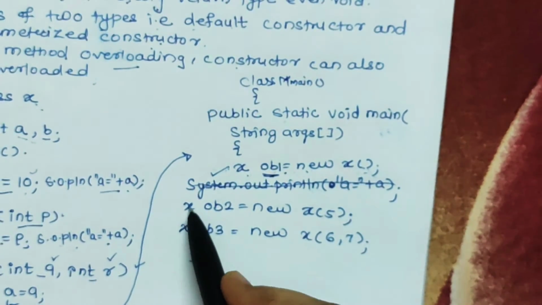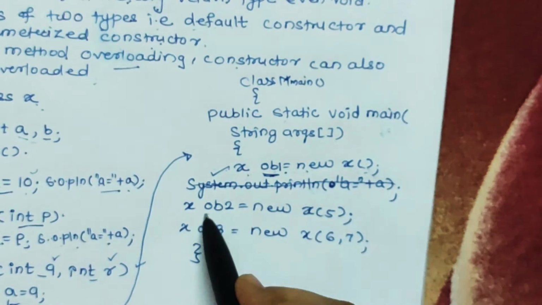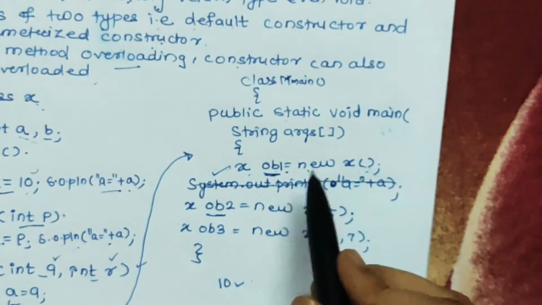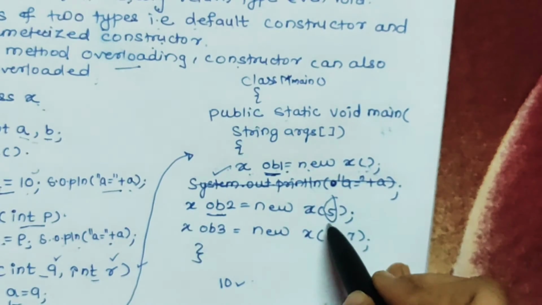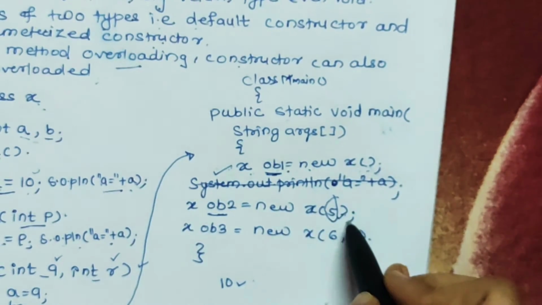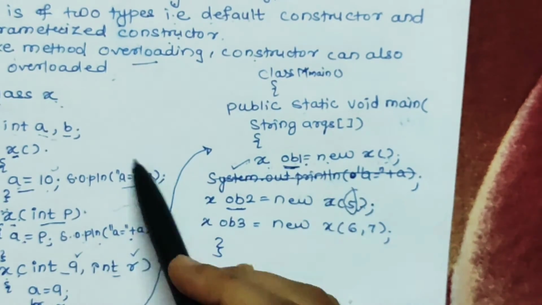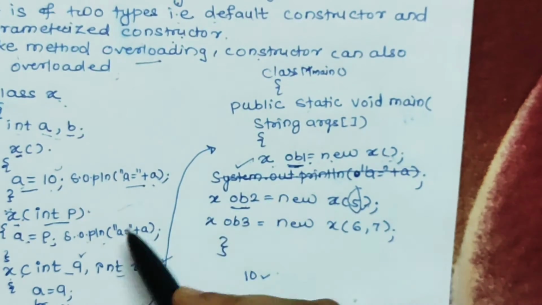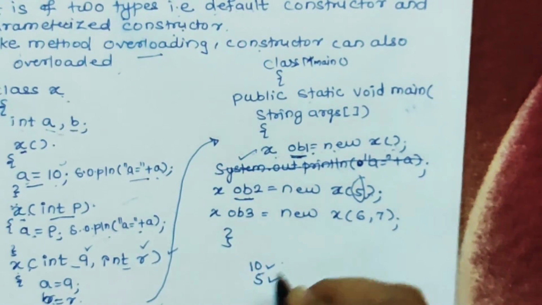The next is X ob2 equal to new X(5). Here another object of class X is created. That's why constructor will be called. But at this time, the constructor with a single parameter is called because we are passing value 5 with the constructor. So you can see here this value 5 will be received in P. It will be assigned to A and this display statement will display value 5. So output will be 5.